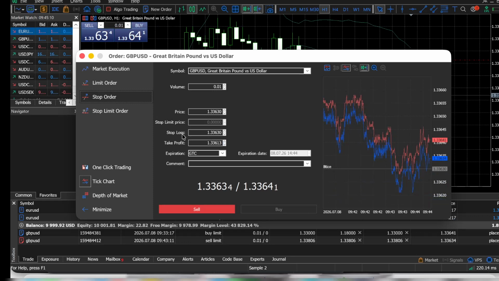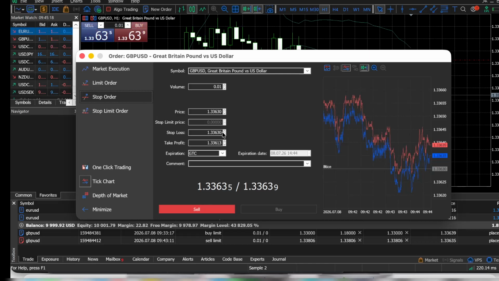The stop loss is the price level that helps limit your losses if the market moves against you. The take profit is the level where the trade will automatically close once your profit target is reached. Setting these in advance can help you manage risk and avoid having to monitor the trade constantly.